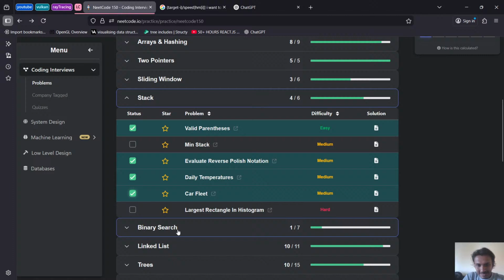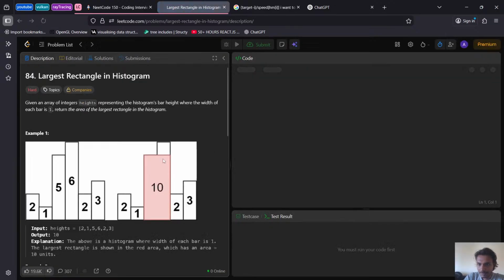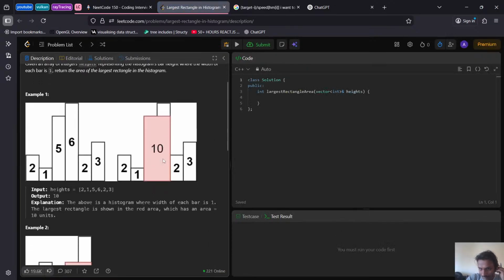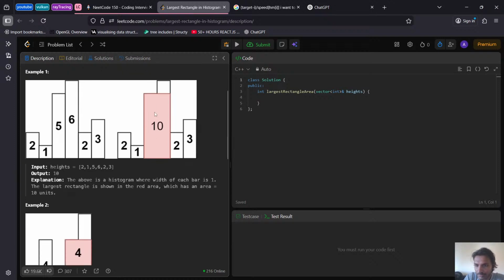Largest rectangle in a histogram. Let's go through it. Given an array of integer heights representing the histogram bar heights, where the width of each bar is 1, return the area of the largest rectangle in the histogram.